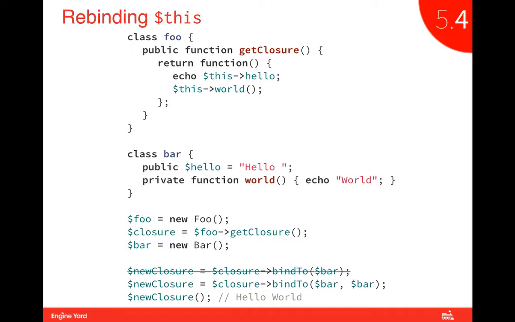Instead, we have to pass it in twice, so bind to bar and bar again. So we change this and we change the scope. Now we have access to all of the private and protected stuff inside of the bar class. So this now will always refer to the bar class from the bar class and will actually work. And we get our hello world.